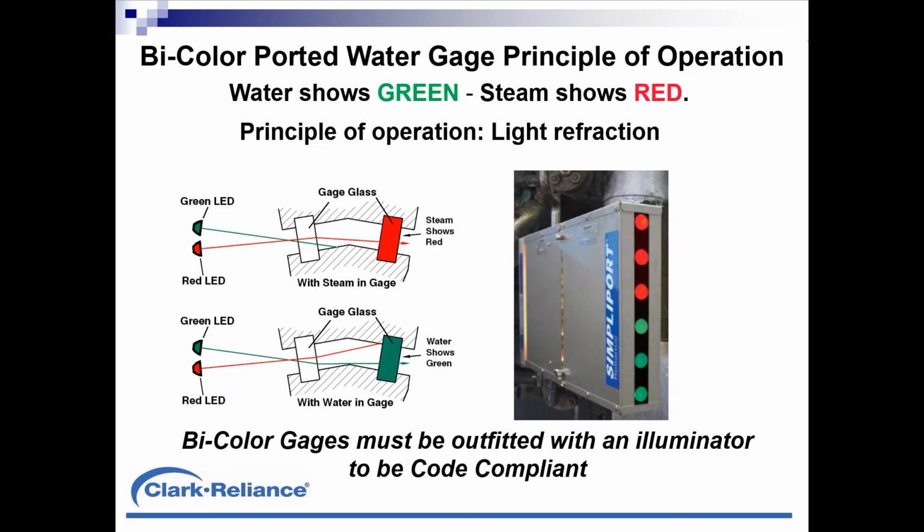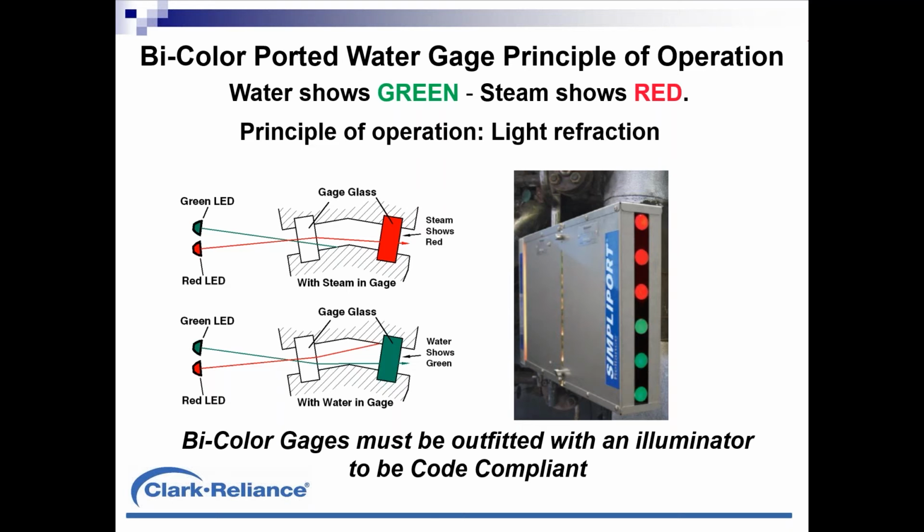When there is no water in the gauge, the red light comes straight through. As the water level rises, the red light is refracted out of position and the green light is refracted into place, and you distinctly see green water and red steam.